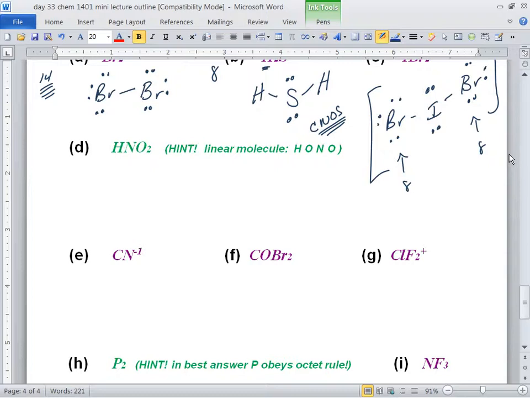Now the next one, D, is a linear molecule. So talk amongst each other, try to draw your answer out and see if you can agree with an answer. So make sure you make the molecule as HONO. H is attached to O, which is attached to N, which is attached to O. That's what it says, right? Follow the structure.